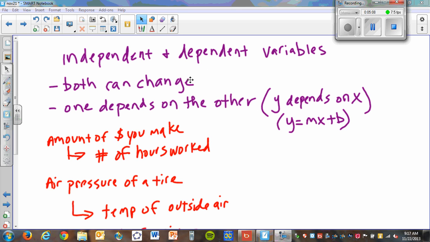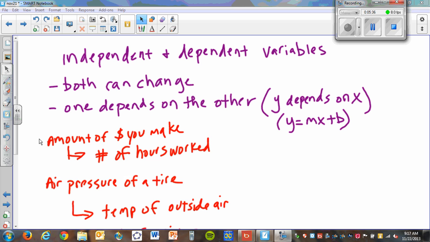Talking a little bit about independent and dependent variables. Both of these can change, but one depends on the other, which is why they're called dependent and independent variables. When we do our graphs, y depends on x, so that's why we always have y equals mx plus b. Whatever we plug in for x, we can plug in whatever we want, and y depends on what this number is, because all this changes.